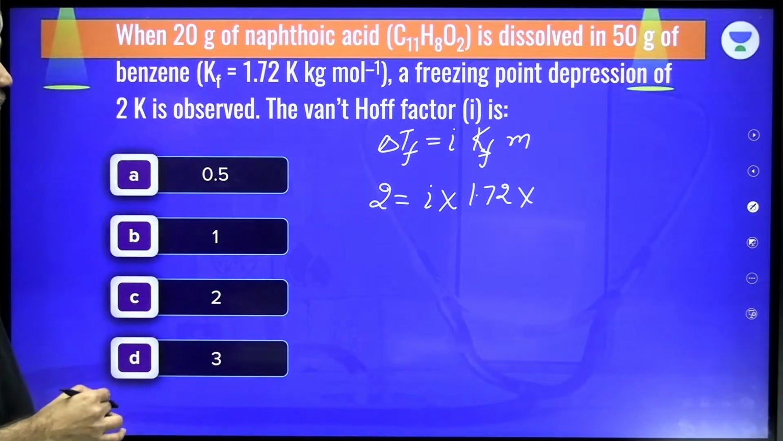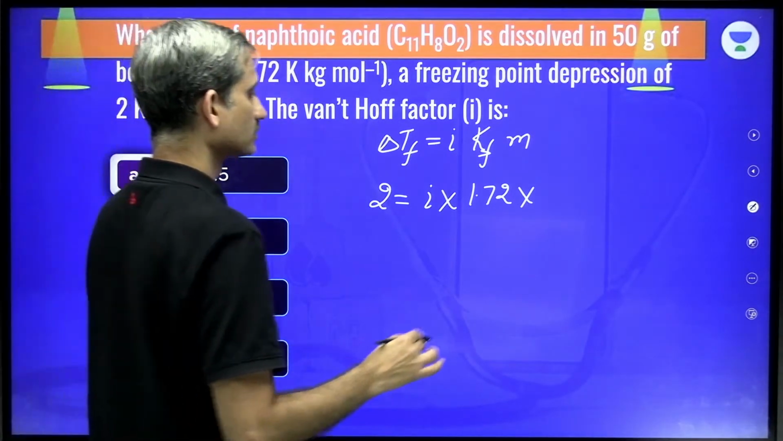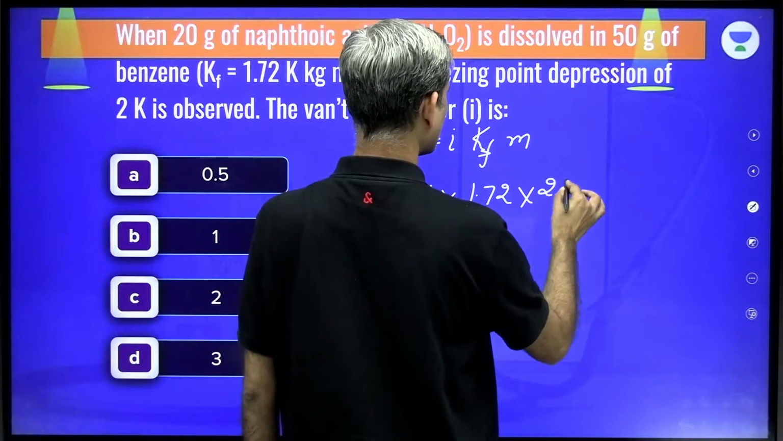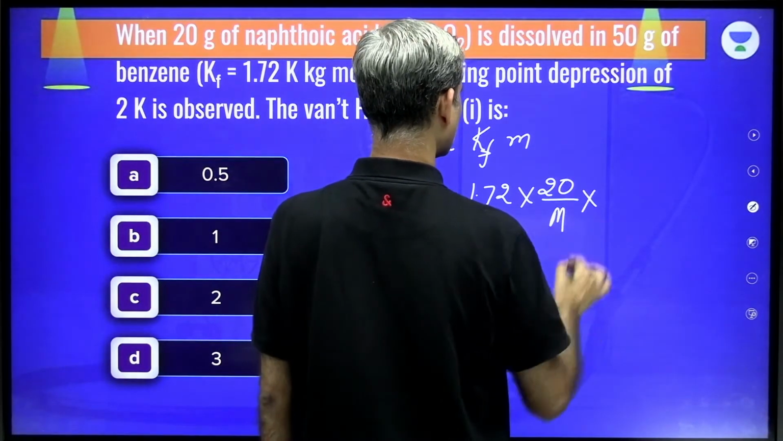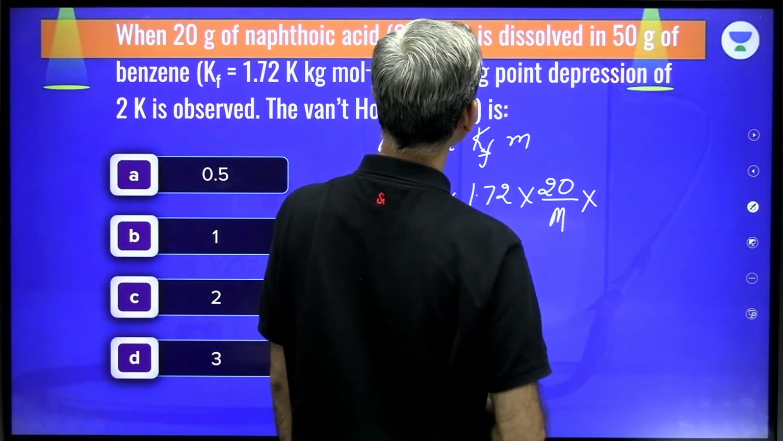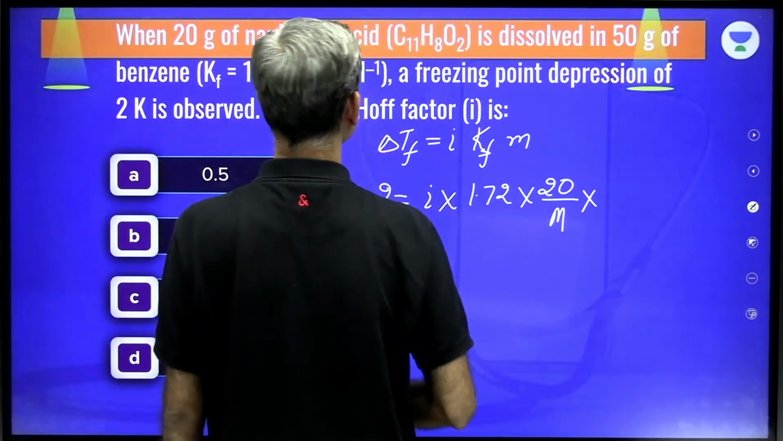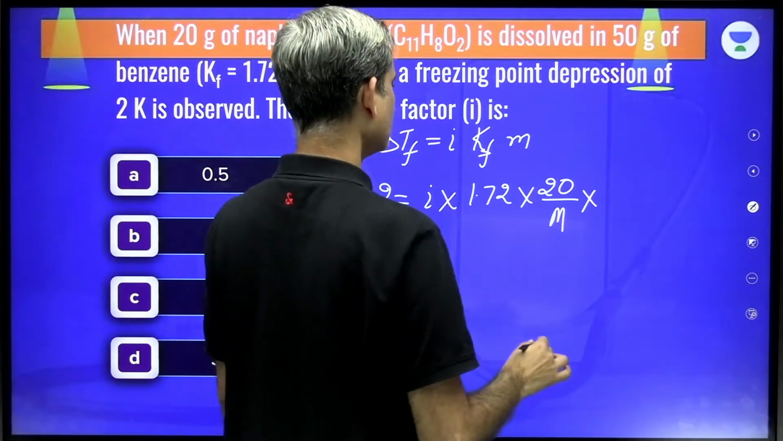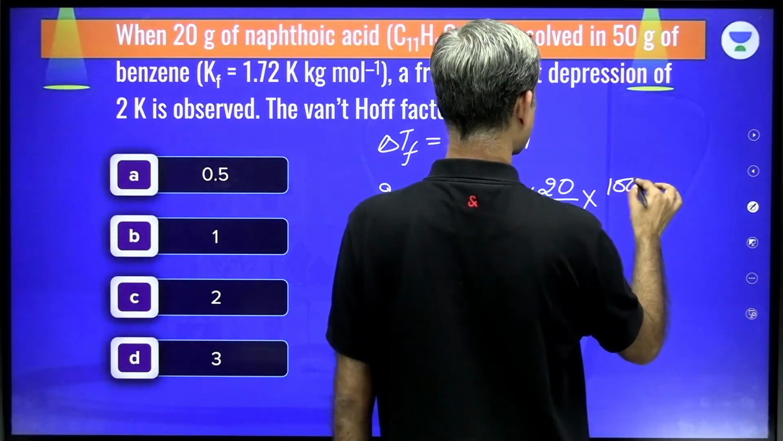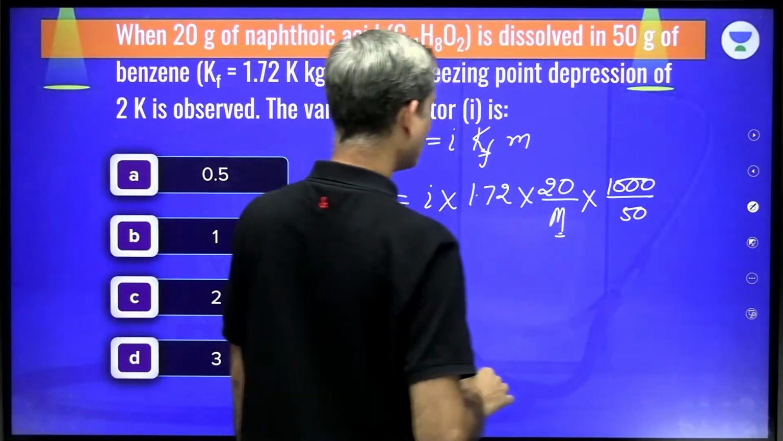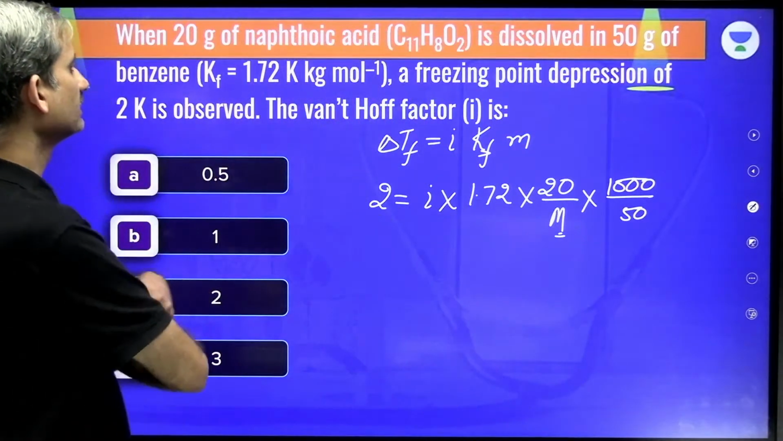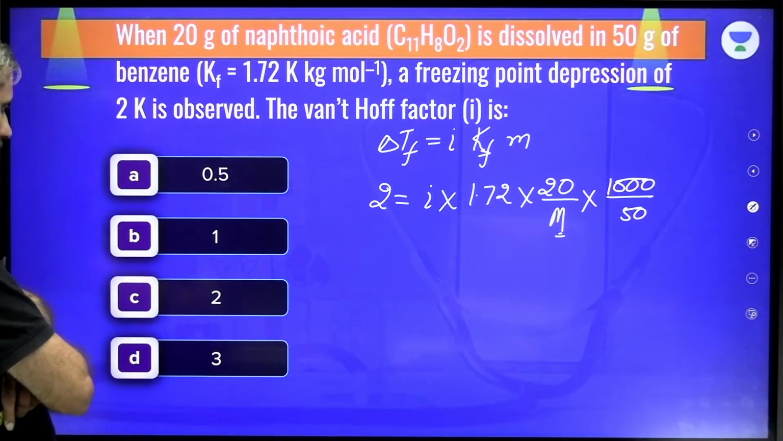20 gram of naphthoic acid. So molality is going to be 20 divided by the molar mass of naphthoic acid, into the 50 grams of benzene. To make it in kilogram, that is 1000 divided by 50. Could we just get the molar mass? C11H8O2.